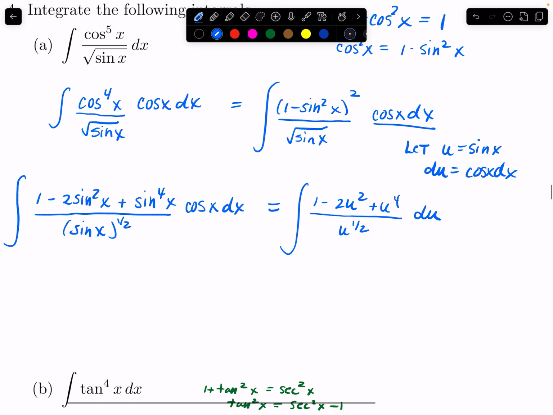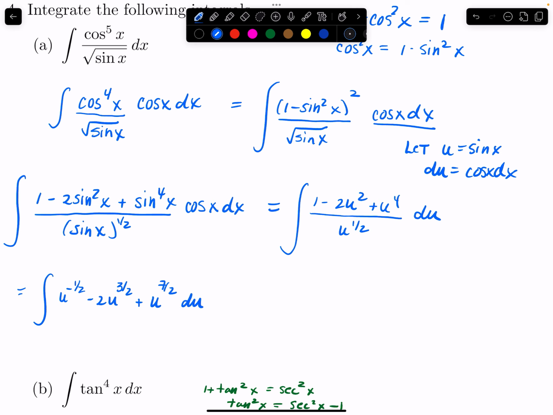And now we're going to divide that u to the 1/2 into each term. So we now have u to the negative 1/2 minus 2u to the 3/2 plus u to the, what is that, 7/2? 8/2 minus 1/2 is 7/2. That's good. du. And now it's just a power rule.